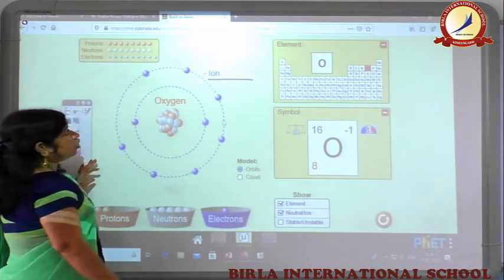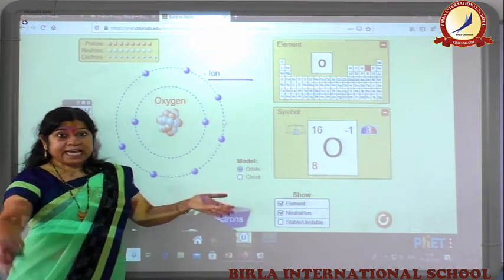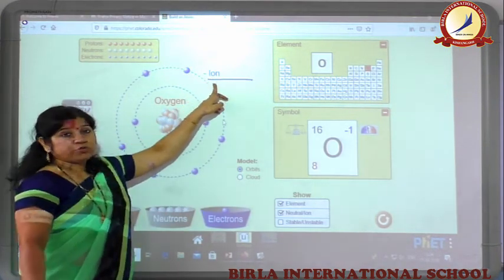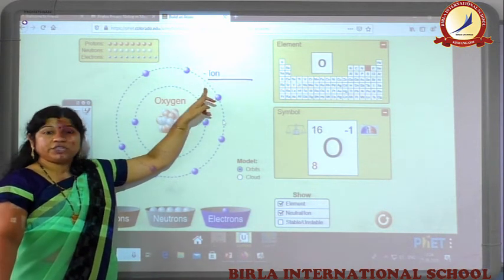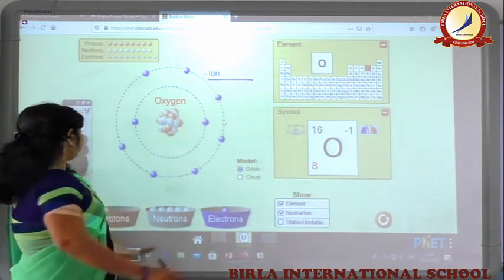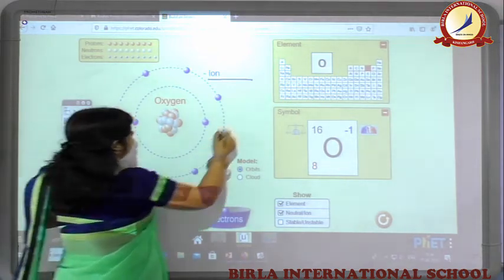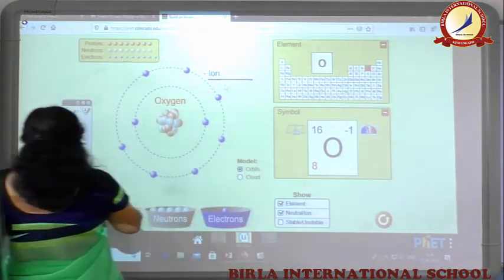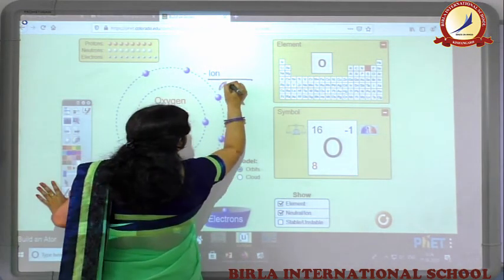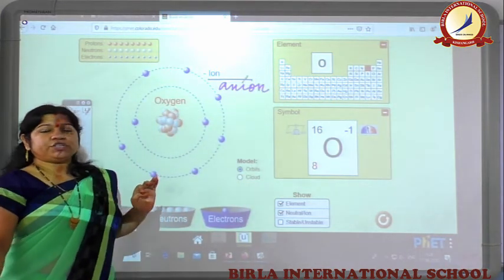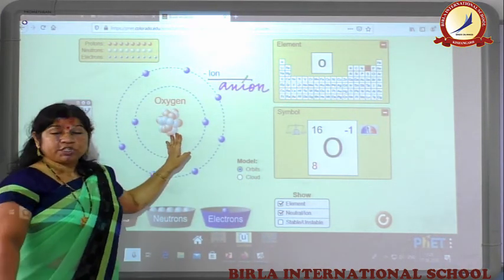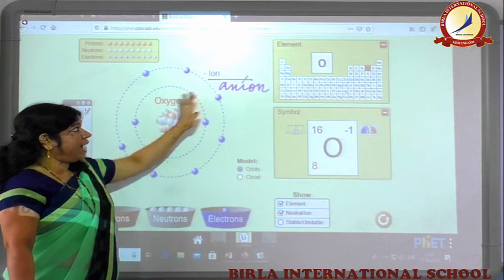Now, the moment the atom has gained electrons, please check out here, it has become an ion, and that too a negatively charged ion. And a negatively charged ion is known as an anion. A negatively charged particle is known as an anion.